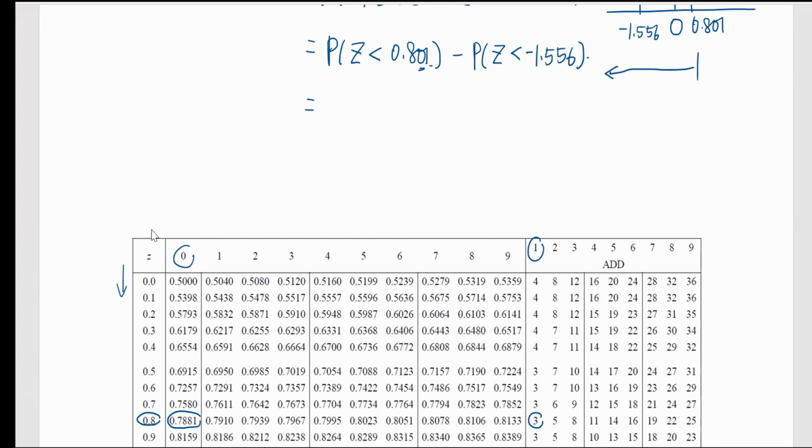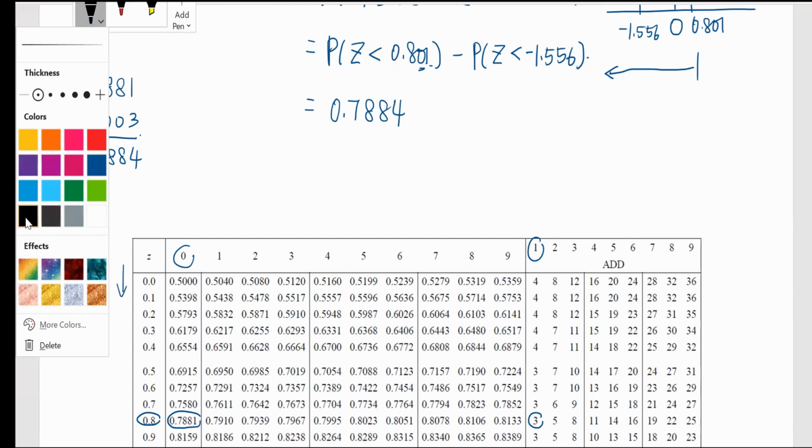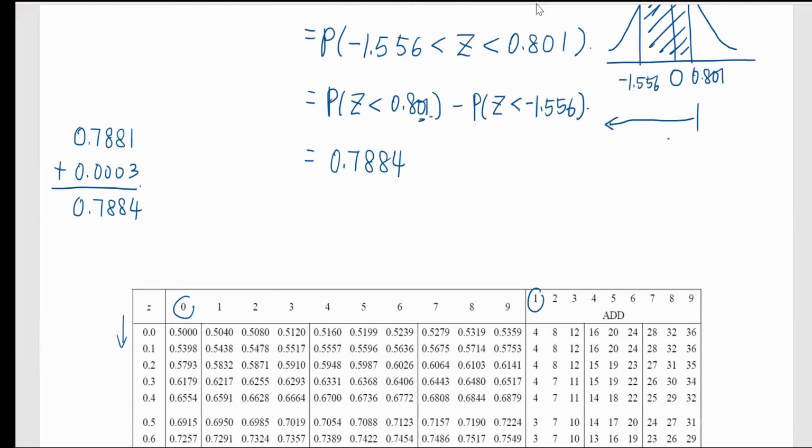So that means the probability we want is, I put it at the side, 0.7881 plus 0.0003. The 3 here doesn't mean just a 3, it is 0.0003, and hence this is the value, 0.7884. That is the probability we want. Now we are trying to get this region, and then we want to take the bigger area minus the smaller area here, so that we are finally getting the area in between these two values.